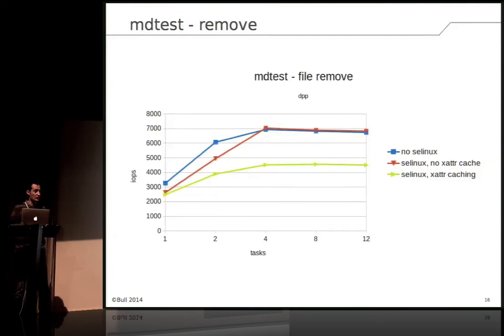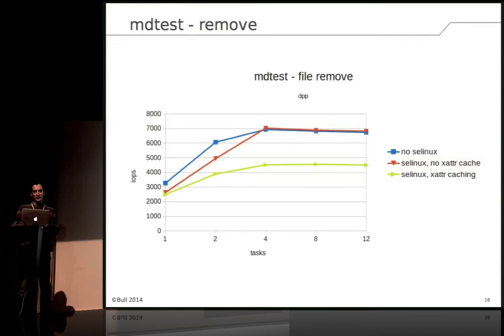Last test case is file remove. With few threads, with SELinux, we suffer from the additional getxattr operations. And we can see that starting from 4 threads, the MDS becomes the limiting factor, and this is why we reach the maximum performance.